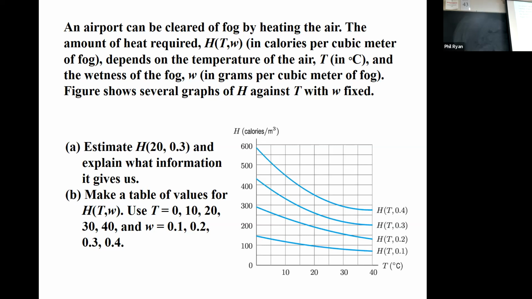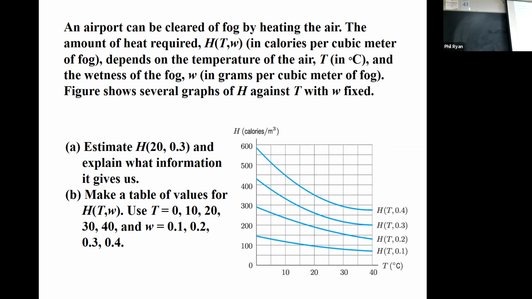Okay. So here in this example I showed before, we have a problem of clearing an airport of fog, and there are 2 inputs. There's how many calories you have to put into the atmosphere to clear the fog, and then there's the temperature of the fog, right? So we're trying to figure out how much energy we need to clear the fog. It depends on the temperature and how wet the fog is, how thick the fog is.